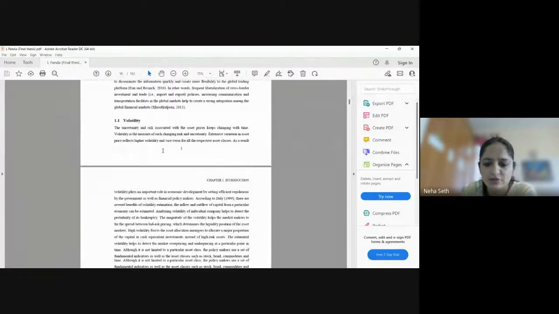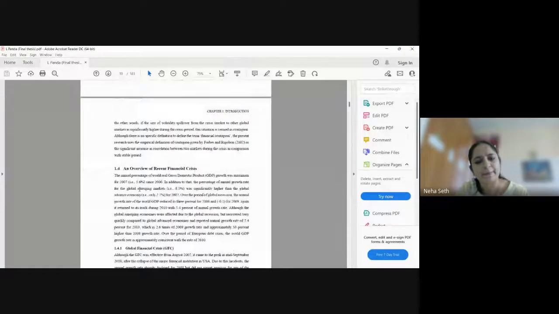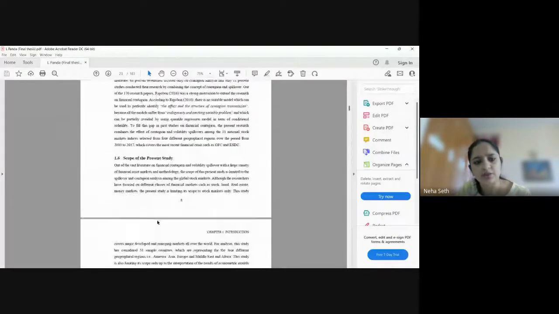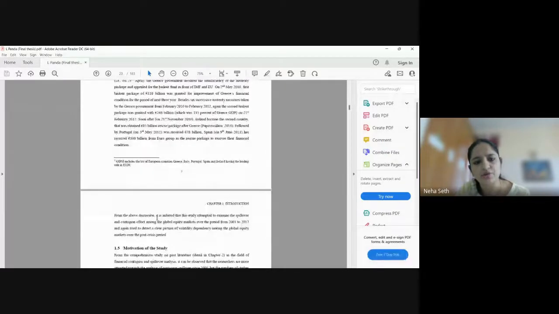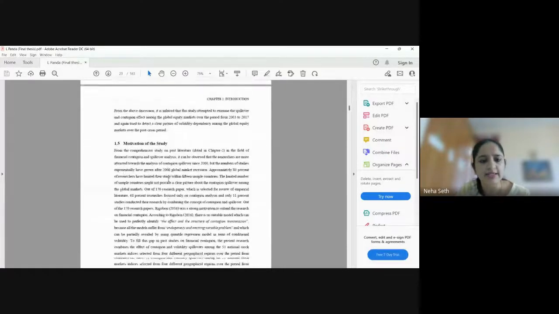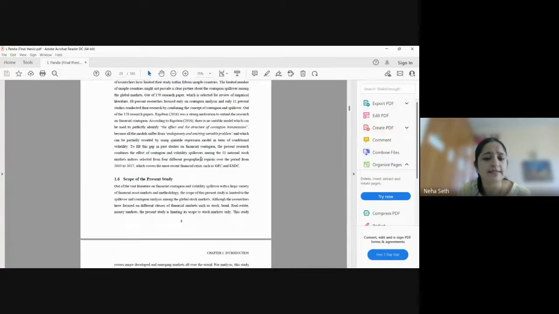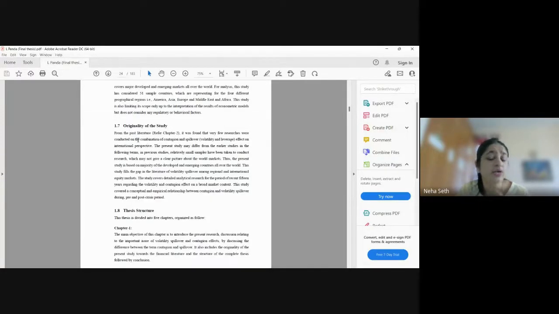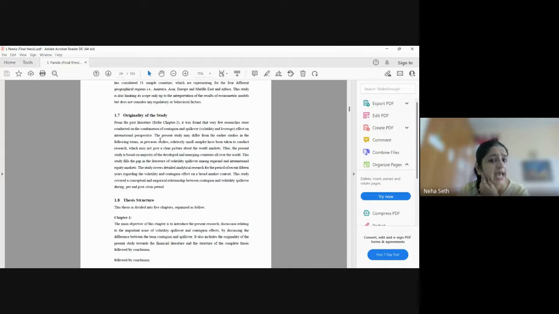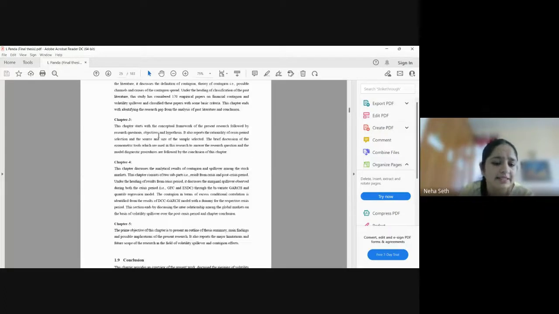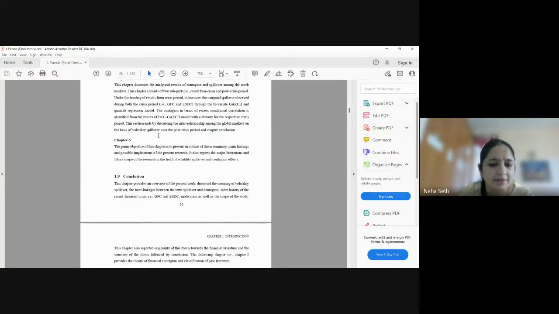Now the chapters. So the first chapter shows the introduction. Okay, since he worked on the stock market, he has mentioned the overview of it, whatever markets have been used, the basic introduction of the concept on the basis of which he is going to analyze the data, motivation of this study, scope of this study, originality of the study, okay, and thesis structure. I mentioned in the beginning that the chapterization is given in the introduction chapter. So what all chapters are there in this thesis, and the brief about these chapters are mentioned there.